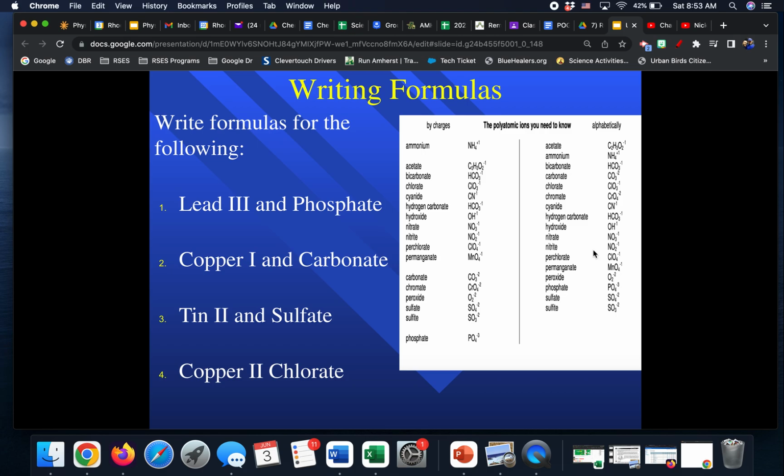Here you're going to practice writing the formula. So we're giving you the names lead(III) phosphate, copper(I) carbonate, tin(II) sulfate, copper(II) chlorate. I'm going to do one for you to show you kind of how it's done, and then you'll practice the other 3, and then we'll give you the answers. So lead is Pb. Phosphate, remember Phoenix? Eventually you're going to remember that, but here you can just look it up, is PO4.